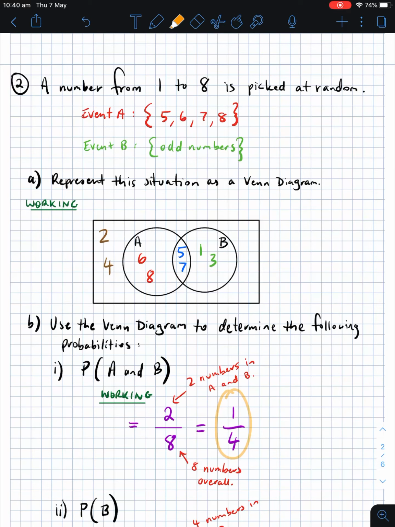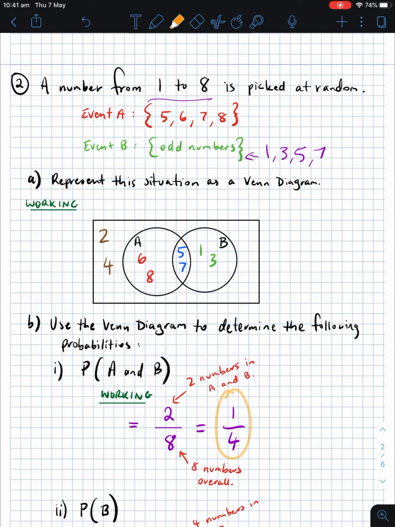Okay, so let's think about this. So event A is 5, 6, 7, 8, and event B is odd numbers. We like to do the overlapping part first. What is in both? So the way that I think about it, the odd numbers from 1 to 8 is going to be 1, 3, 5, 7. So that's another way of describing event B. And we've got to think which ones are in both. Well, 5 is in both, and 7 is in both. So therefore, 5 and 7 have to go in the center part where it overlaps both A and B.